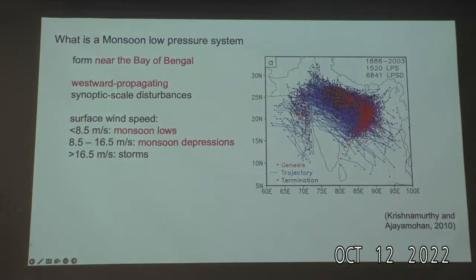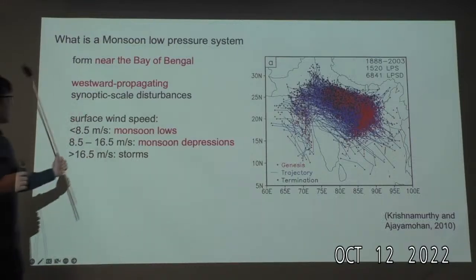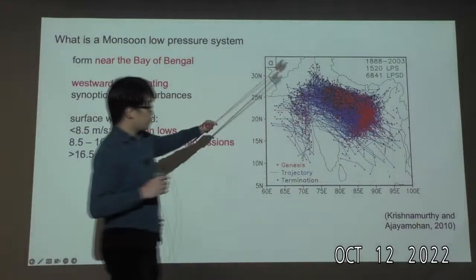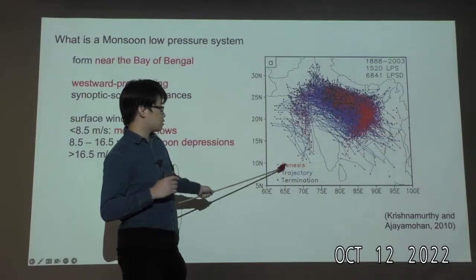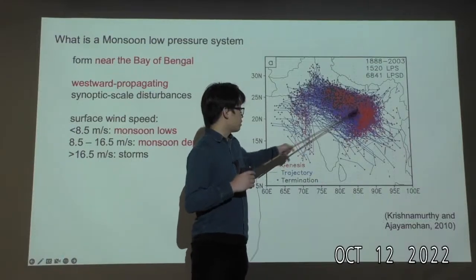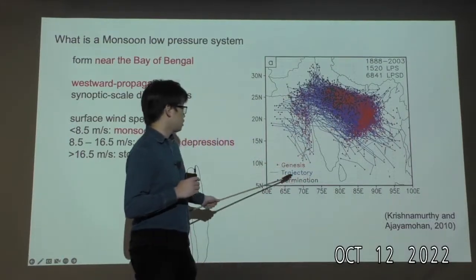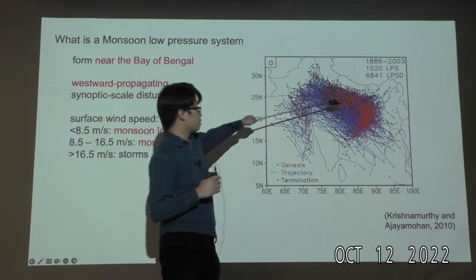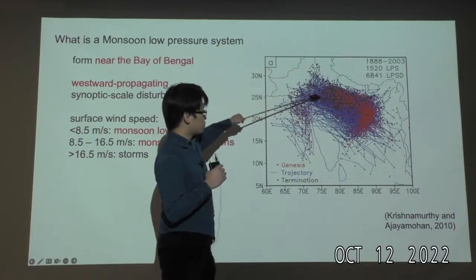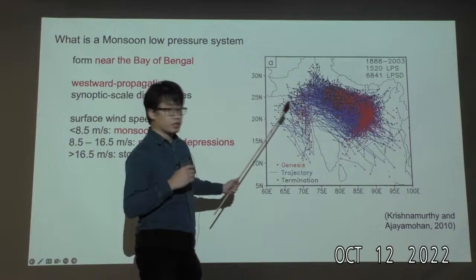So firstly, what is a monsoon low pressure system? Generally, it is a synoptic scale system that forms near the Bay of Bengal and propagates westward and a little bit northward. As you can see from this picture, which shows the genesis spots of these systems, they usually form near the head of the Bay of Bengal. It also shows the trajectory, the blue lines, propagating westward and a little bit northward, and the termination is usually in the center of India.